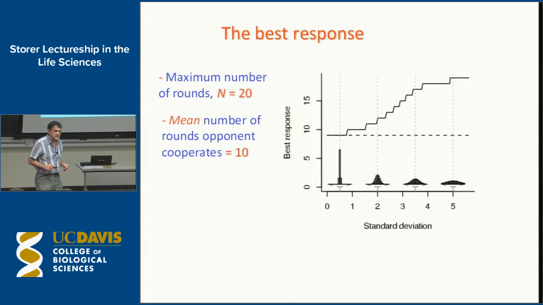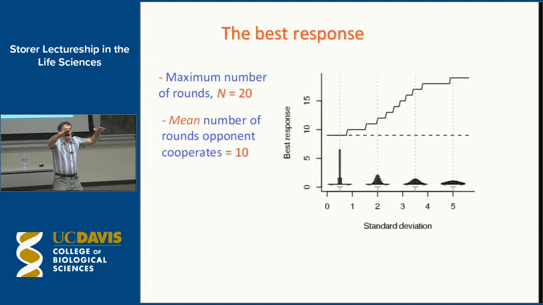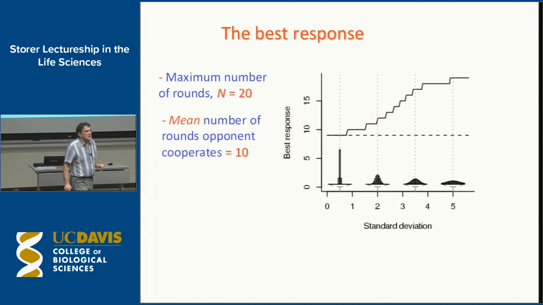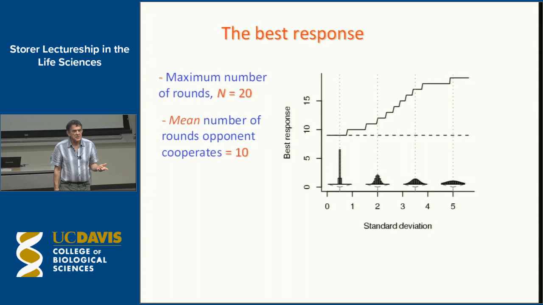Now, let's have a look at a case where the mean number of rounds individuals cooperate for is 10, but there's huge variation within the population. What happens now when you get to round 9? Well, first of all, you have a reasonably cooperative partner, because you've got this far. How many more rounds are they going to cooperate for? Well, the chances they're going to defect on the 10th round is relatively small, because there's this big spread. And you know there are at least 9. So, what do you do? You cooperate.